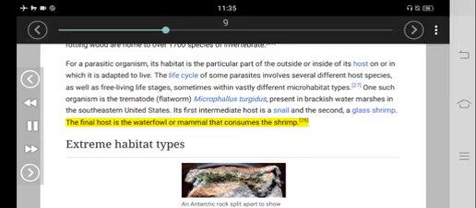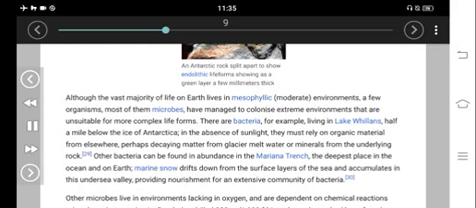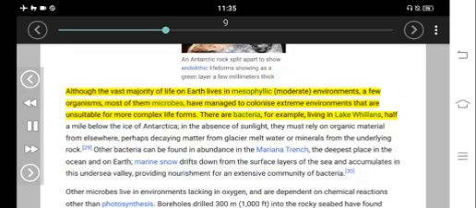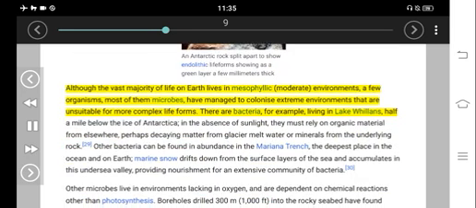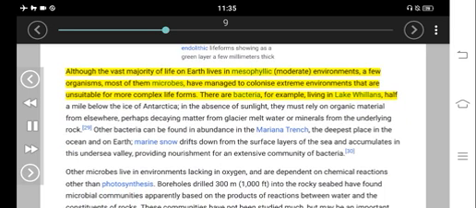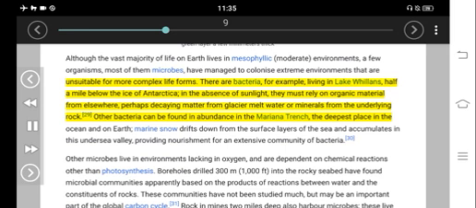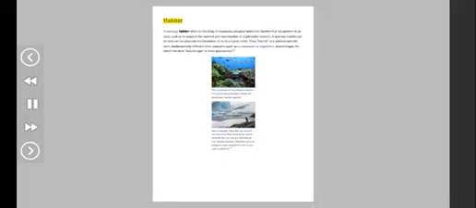28. Extreme habitat types. An Antarctic rock split apart to show endolithic lifeforms showing as a green layer a few millimeters thick. Although the vast majority of life on Earth lives in mesophilic moderate environments, a few organisms, most of them microbes, have managed to colonize extreme environments that are unsuitable for more complex life forms. There are bacteria, for example, living in Lake Whillans, half a mile below the ice of Antarctica. In the absence of sunlight, they must rely on organic material from elsewhere, perhaps decaying matter from glacier meltwater or minerals from the underlying rock.